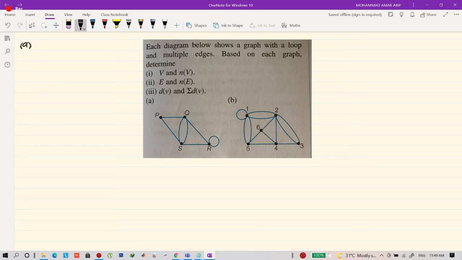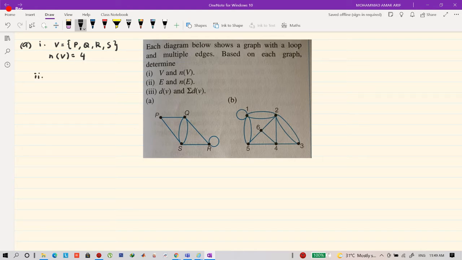So for question A, number 1, so we want to know the vertices. Vertices dalam bahasa Melayu dia, kita nak tengok setiap titik yang ada kat situ. So kita ada berapa vertices, kita ada berapa titik. So P, Q, R, S. So numbers of vertices, which is kita ada 4 lah. Kita ada 4 titik.